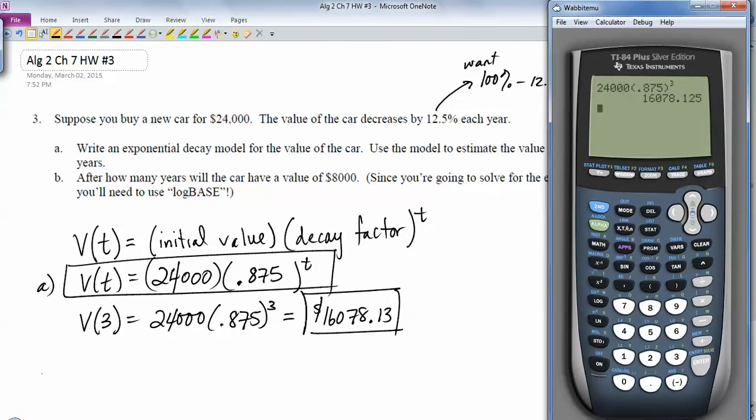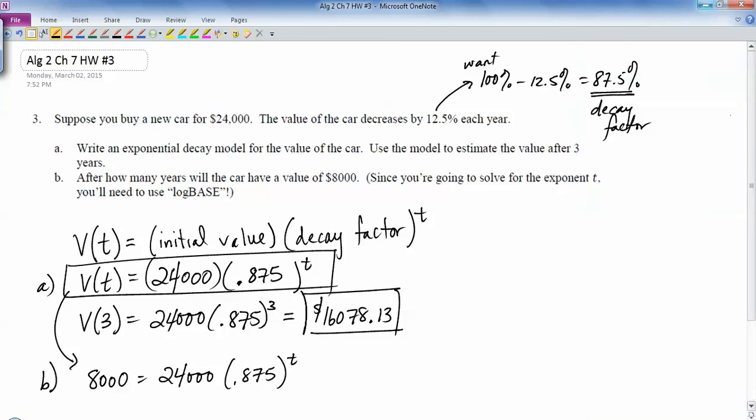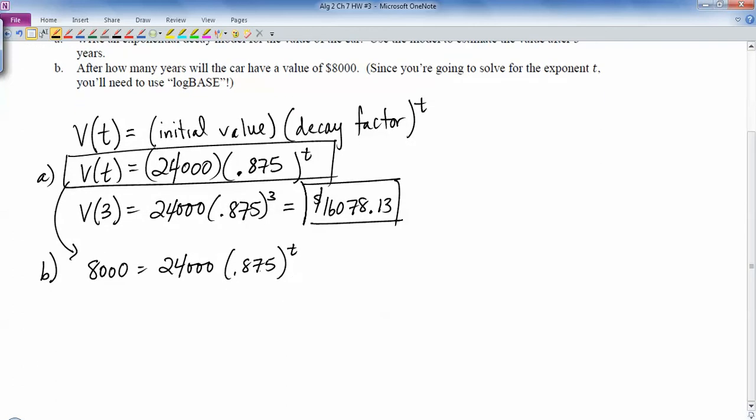Okay, part B says, how long will it take for the car to end up with a value of only $8,000? Well, that means we want the V to be 8,000. So 8,000 is going to equal 24,000 times 0.875 to the t. So we're solving for t. So let's isolate the t term. So we're going to get 8,000 divided by 24,000 equals 0.875 to the t, like that. Well, that 8,000 over 24,000 is just 1/3. It's 0.875 to the t.